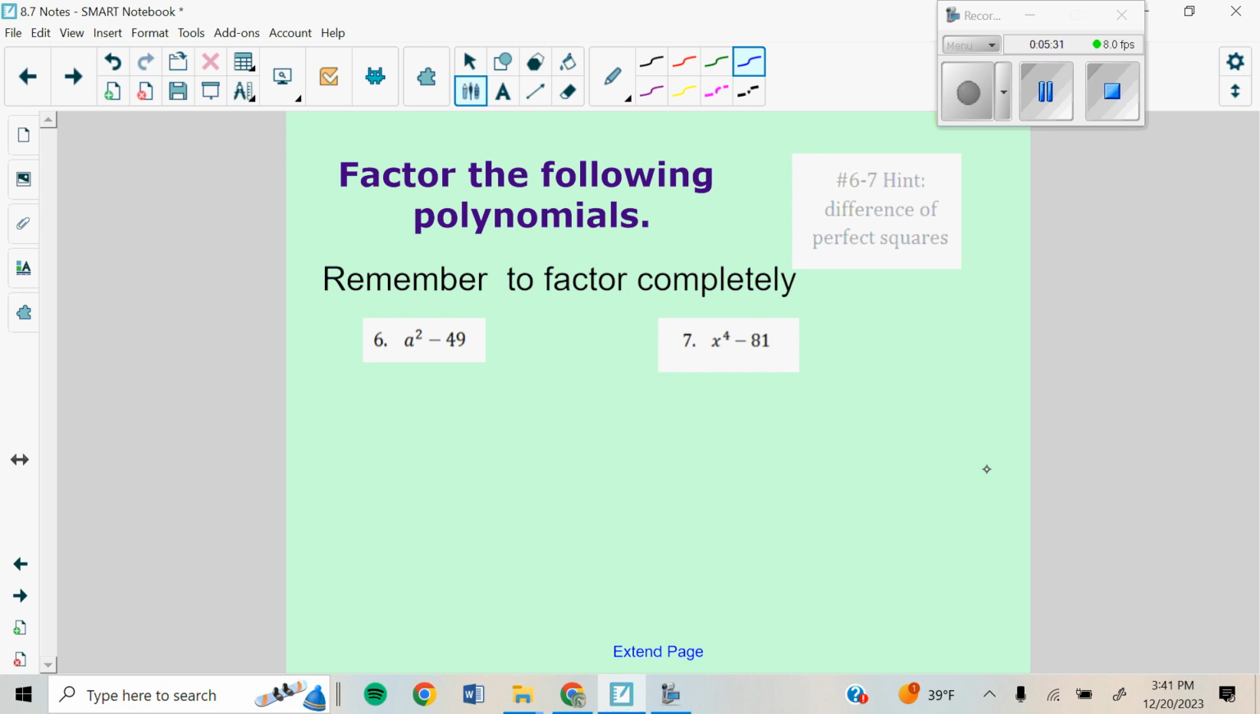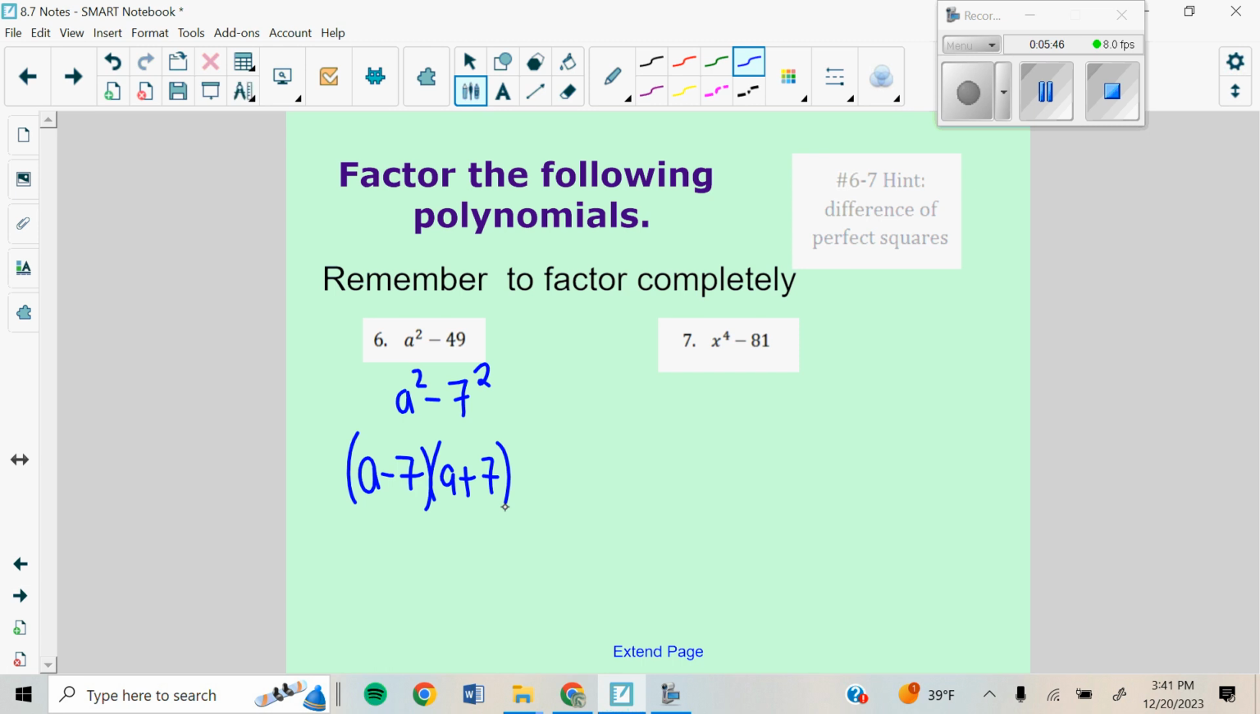Okay, so a squared, and then we have 7 squared. So a is our first term and 7 is our second one. So a minus 7 and a plus 7. That's all because I can't go further with those.